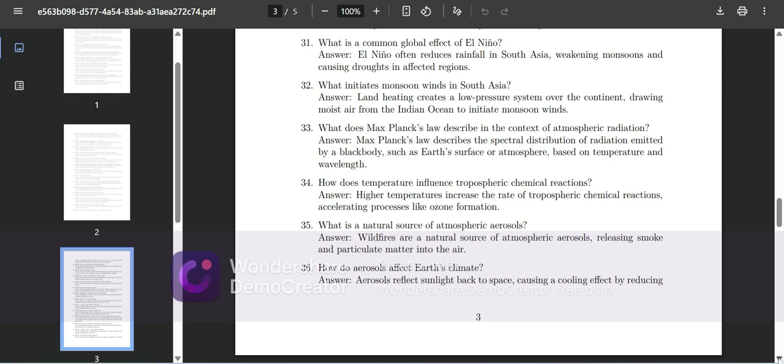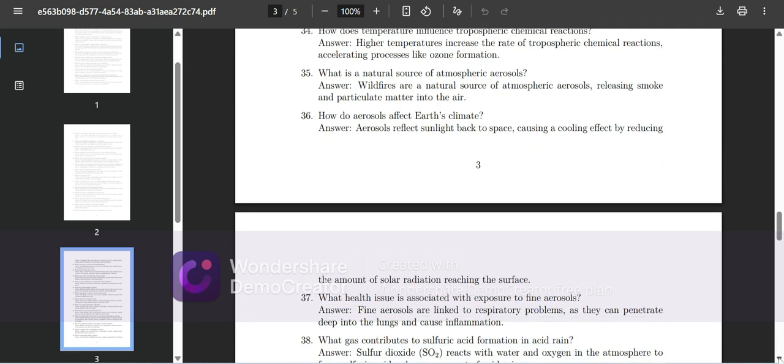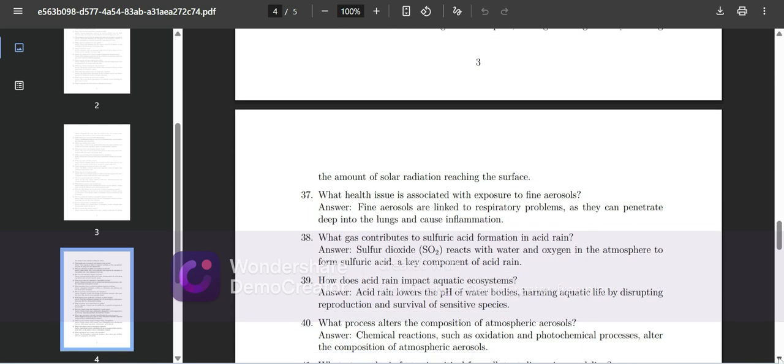How do aerosols affect Earth's climate? Aerosols reflect sunlight back to space, causing a cooling effect by reducing the amount of solar radiation reaching the surface.